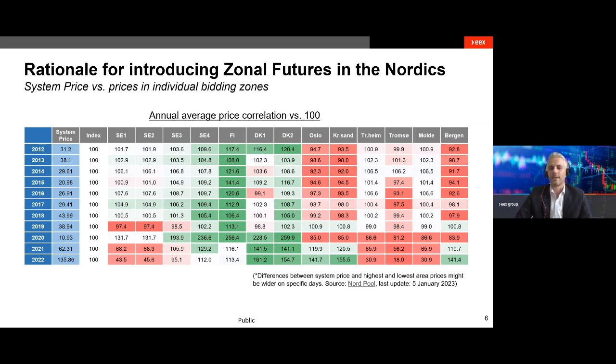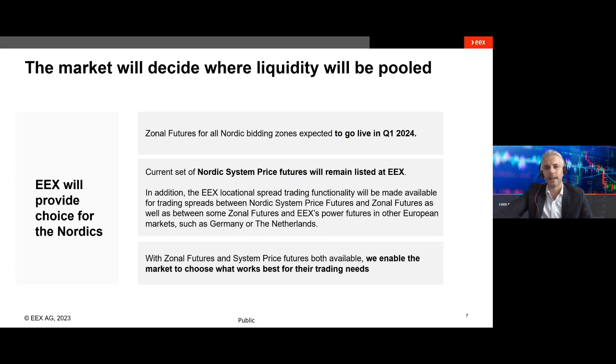Therefore, the demand for alternative hedging tools came up with market participants. Now, if we look at the next slide, we can clearly see, and this is important from EEX's perspective, that it's the market that will ultimately decide where liquidity will be pooled. EEX, as a market infrastructure provider, will provide choice to the market where and how to hedge price risks for the Nordic market.